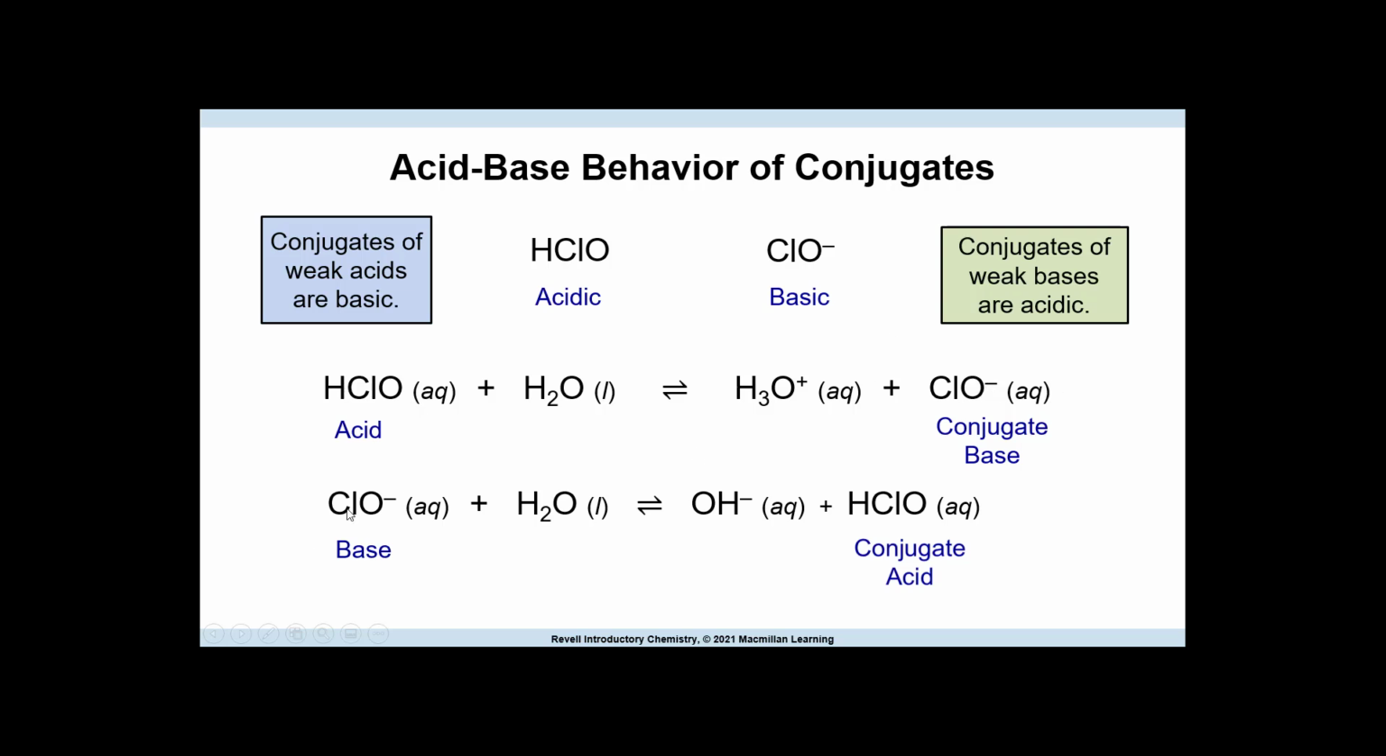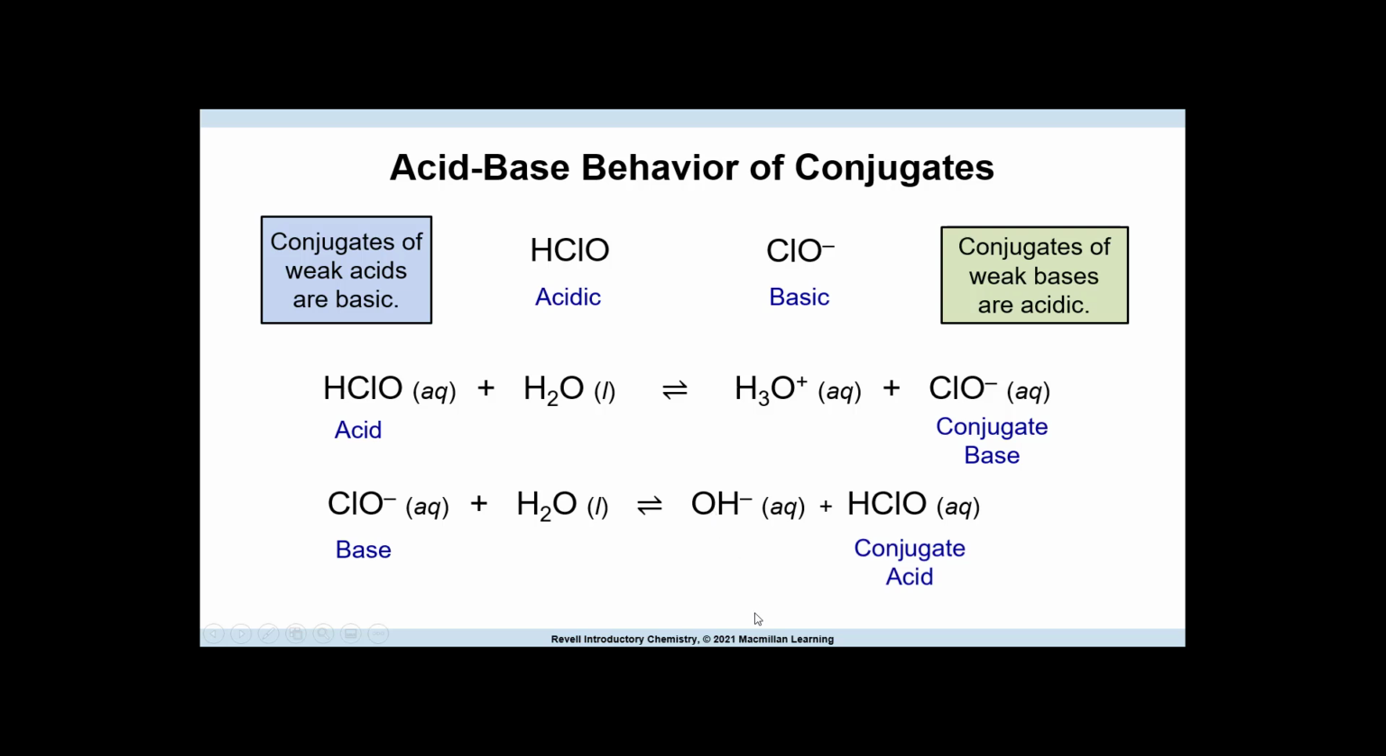So we take the conjugate base and we now make it just the base. And in the presence of water, we can see that water donates a proton, and it ends up making a conjugate acid with hydroxide ions also being produced.